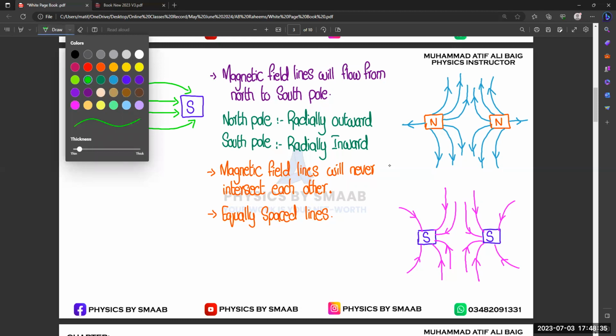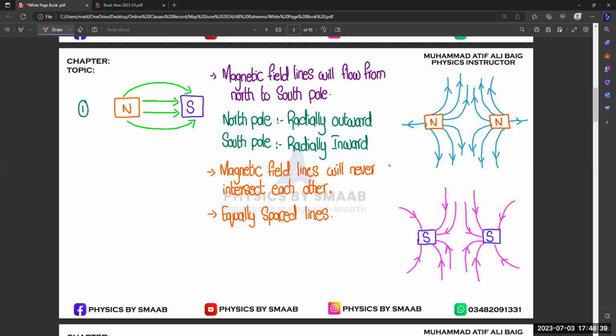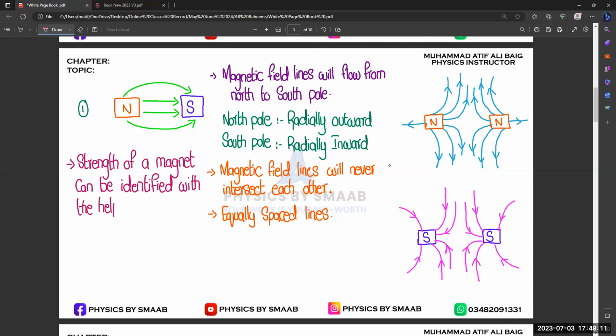We may also write it over here for your reference, that the strength of a magnetic field, or strength of a magnet, can be identified with the help of the distance between field lines, right?